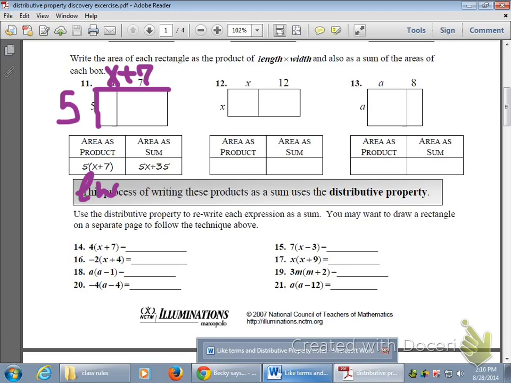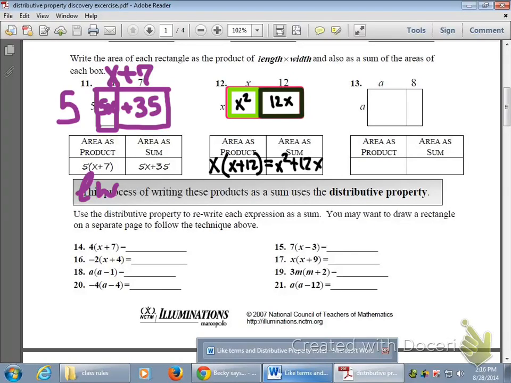But we also know we can divide that thing up into 2 smaller rectangles, right? Just tell me the area of the first rectangle. It's 5x, okay? This is 5x, isn't it? And what's the area of the second rectangle? 35. So what's the total area? 5x plus 35. So can you see the distributive property there? Yes, sir. Okay. Now, try the last one on your own.